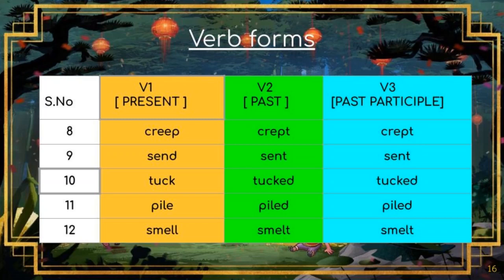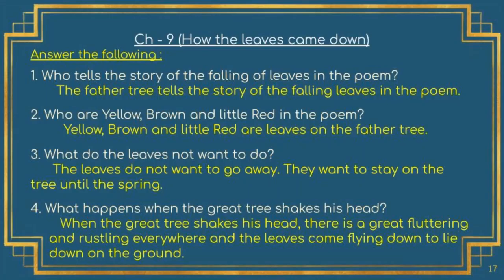Let us move to the last one. The present tense is smell. The past tense of smell is smelt. The past participle is also smelt. Students, this pattern is over. Read the verb forms again and again, then only you can easily understand. Students, we are going to revise question answers for chapter 9, 10 and 12.